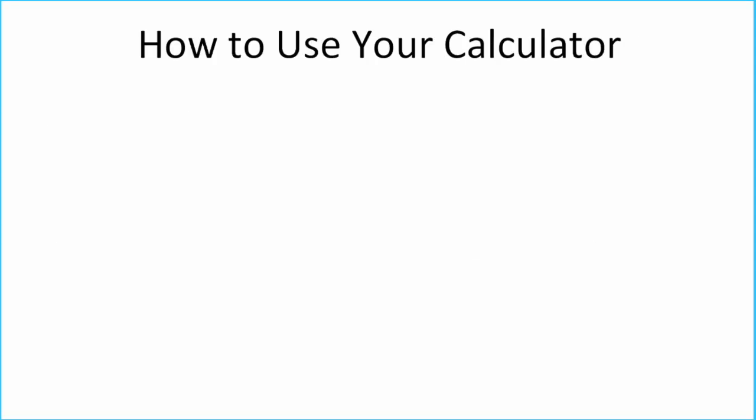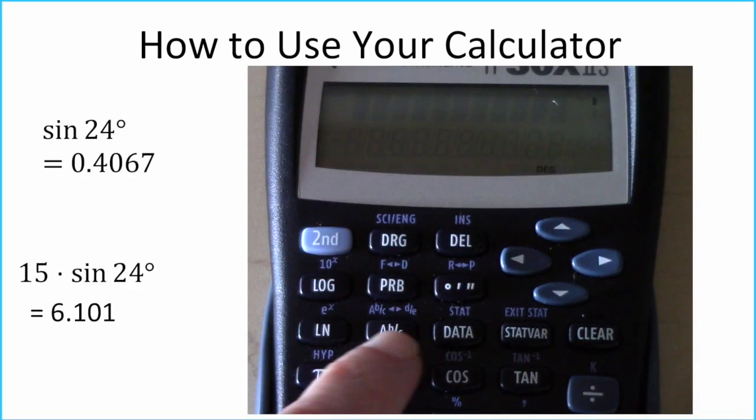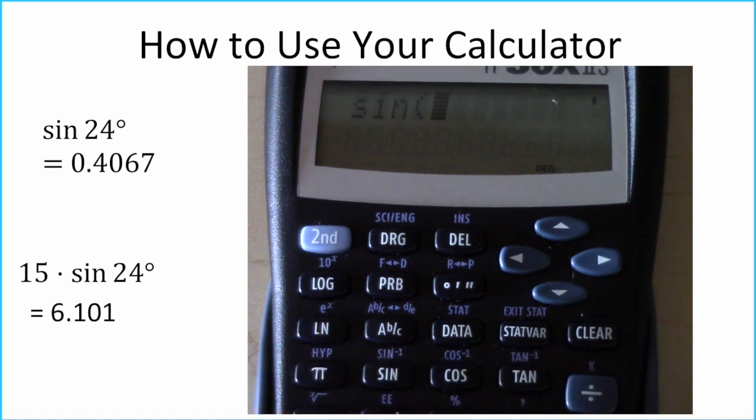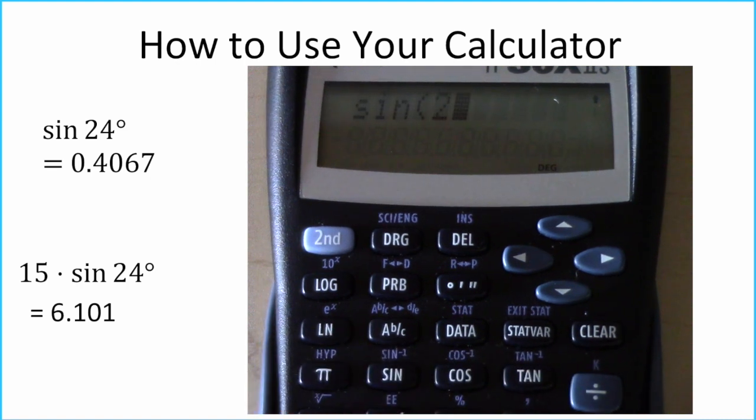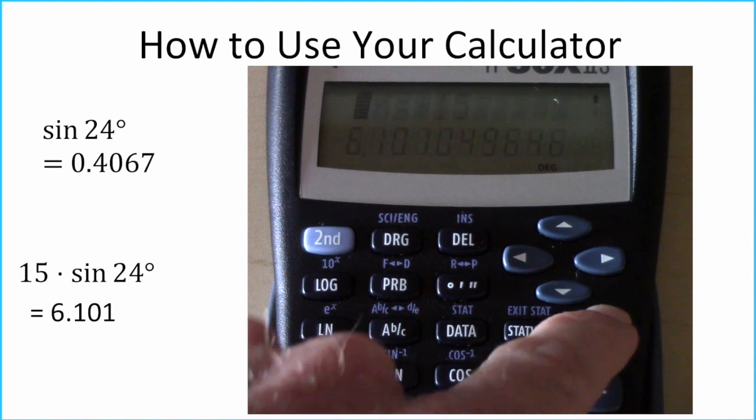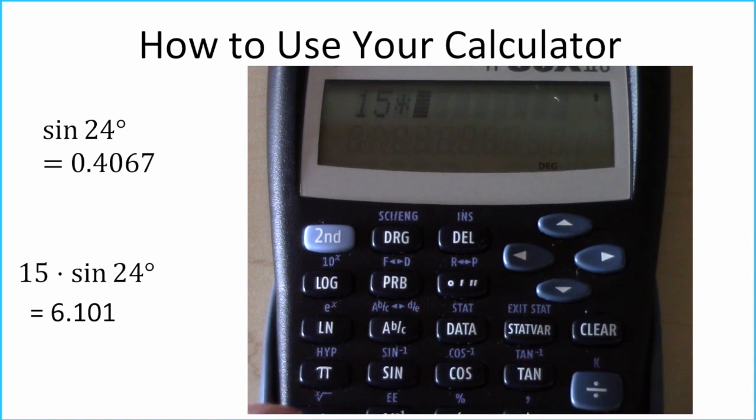Calculators handle trigonometry in two basic directions. If we look at this calculator, if you need the sine of 24 degrees, you just put in sine 24 degrees, hit equals, and it gives you your answer. Then from there, if you need the answer to our last problem, you can just go times 15, hit equals, and there's your answer. You could do this from the start by starting with the 15, and just go 15 times sine of 24, and there's your answer.